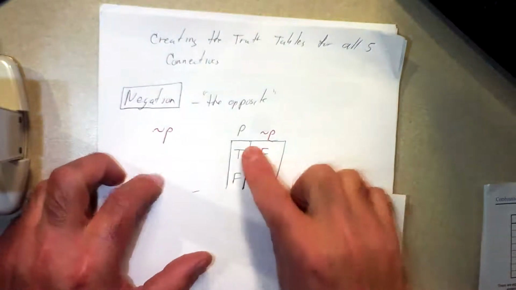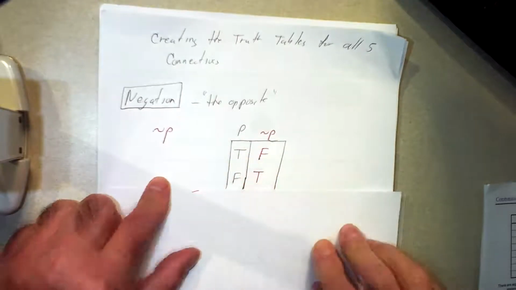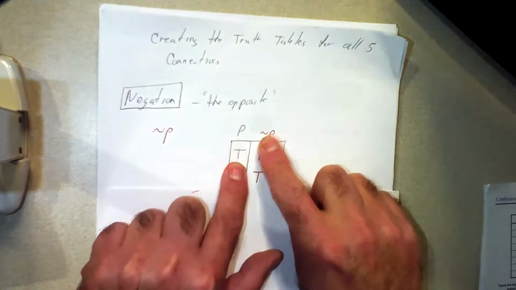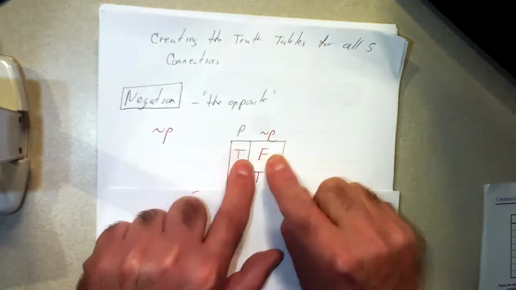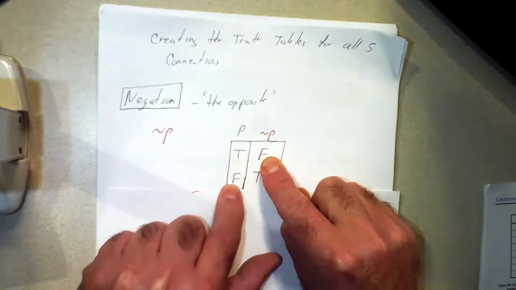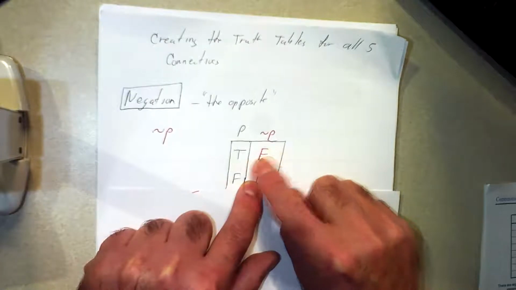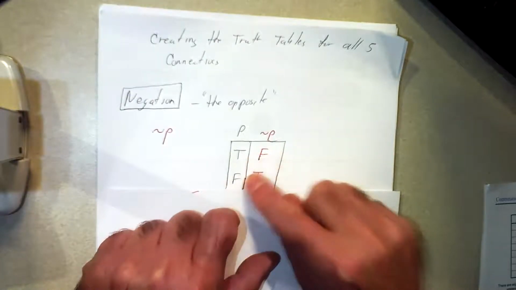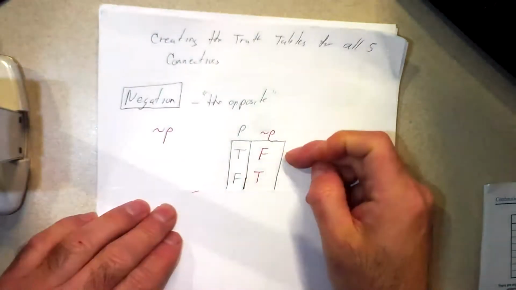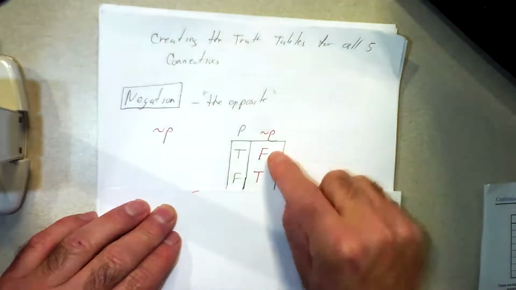So you start off with P. P can either be true or false. But because we are doing the opposite, what's the opposite of true? Well, there's my result. I'm going to put it in red. It's false. The opposite of false is true. So notice all I did was change them from true to false, false to true. So that's the truth table results for the negation. The results are going to be on the right side.